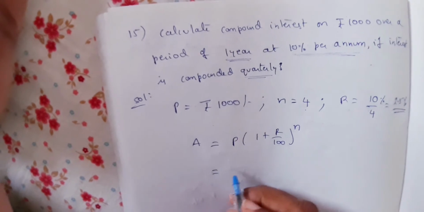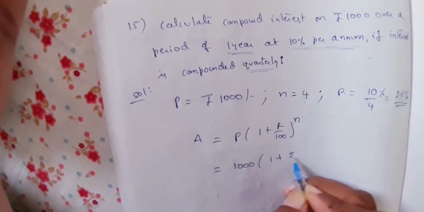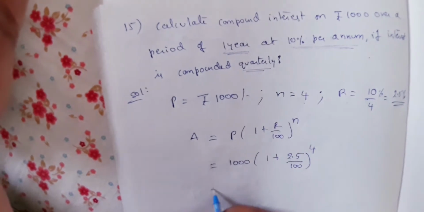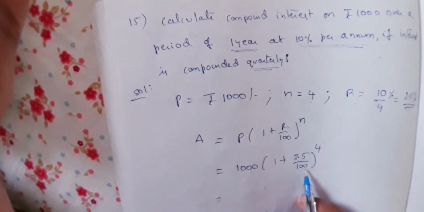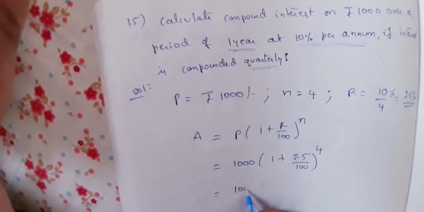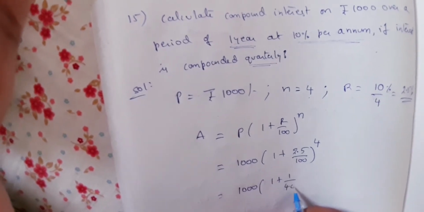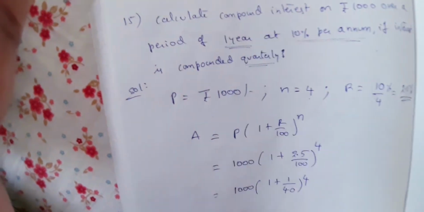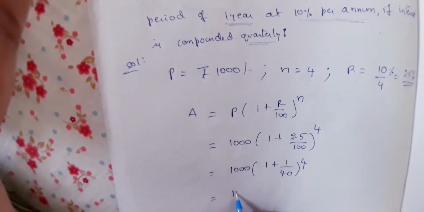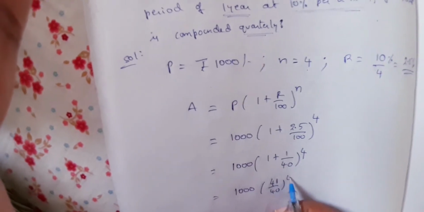Now we have to find this. What is P? 1000 into 1 plus R, the rate is 2.5 by 100, whole power n is 4. So now 25 goes 4 times in 100, so 2.5 goes 40 times. So 1 plus 1 by 40 whole power 4. Now taking the LCM here, it will become 40 plus 1, 41 by 40. So 1000 into 41 by 40 whole power 4.